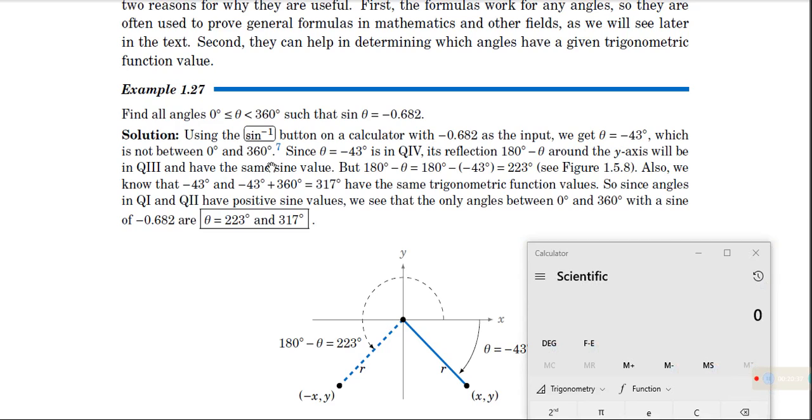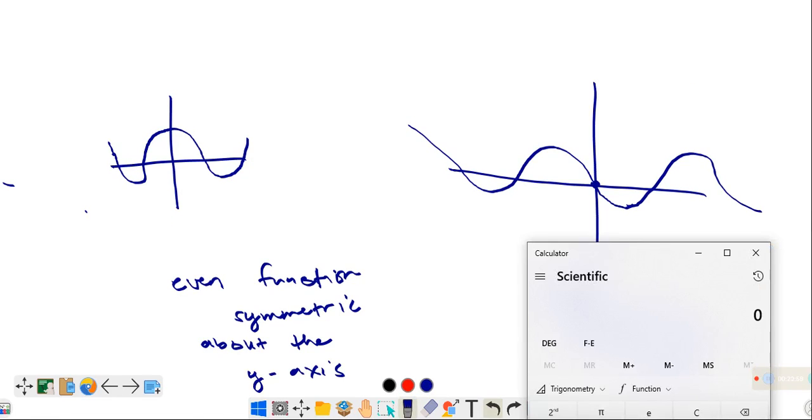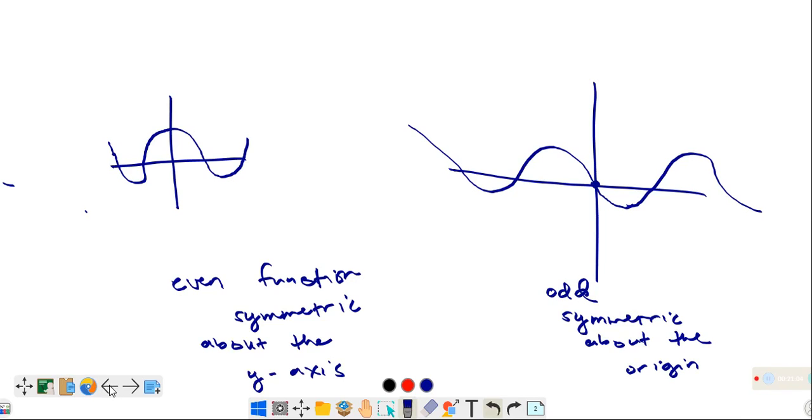Okay, so kailan natin ginagamit itong function na to, arcsine? Kapag given ka ng trigonometric function values pero nawawala si theta, you are going to use the arc function. So pwede yung arcsine, pwedeng arc cosine, arc tangent, pero wala kasi tayo sa calculator na arc cotangent, arc cosecant, tsaka arc secant. So, ang available lang sa calculator natin ay yung tatlo.